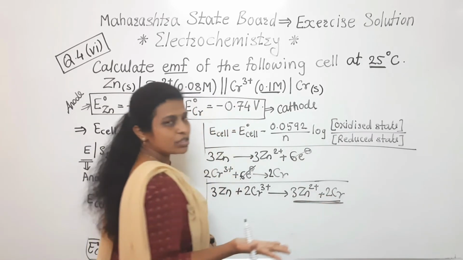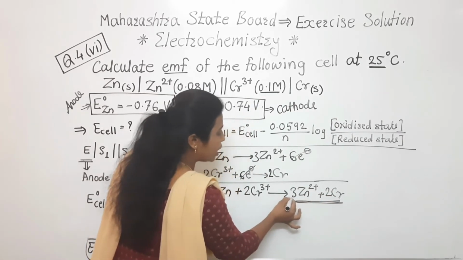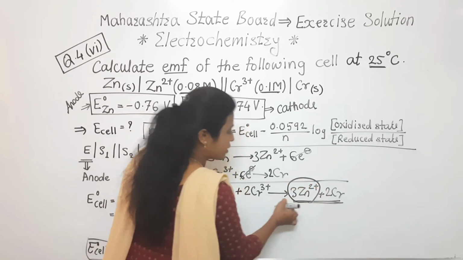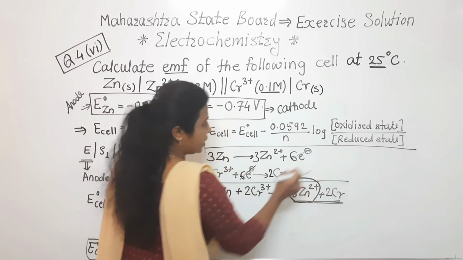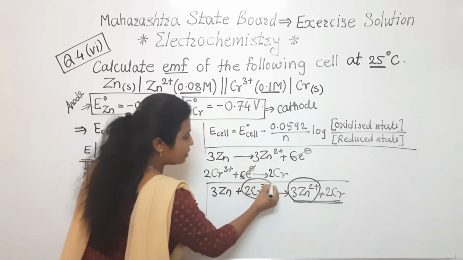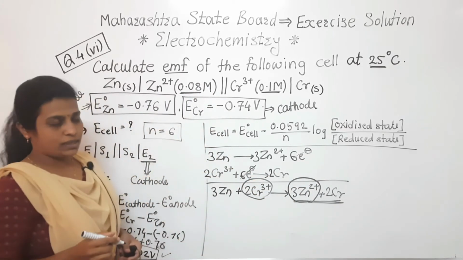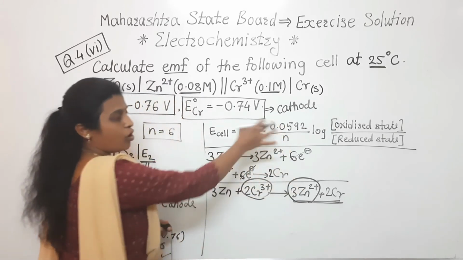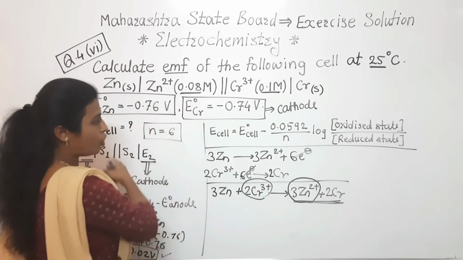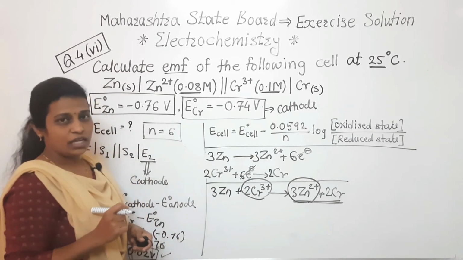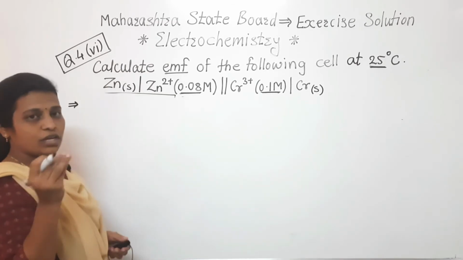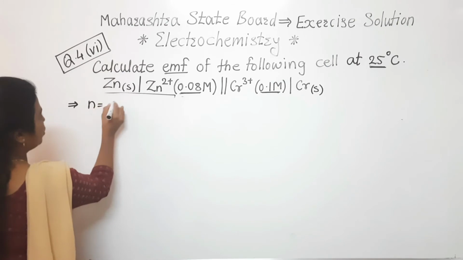In that, chromium is solid state, so simply on the product side we have to consider 3Zn2+. What about the reactant side? That is 2Cr3+, that we have to consider. Now simply we will put all these values, whatever we got here, in this formula and continue the calculation. So in short, we will write n is equal to 6.